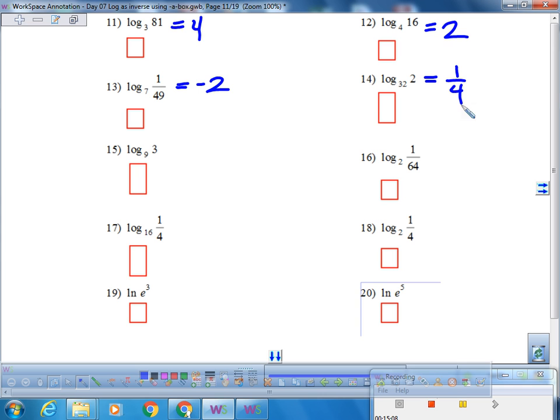It's 1/5. Thank you. Nate feels so proud of himself. 9 to the what makes 3? 1/2. 2 to the what makes 1/64? Negative 6? Is that right? 4 times 4 times 4? Yep. So 16 to the what makes 1/4?